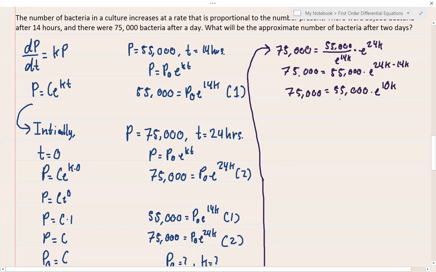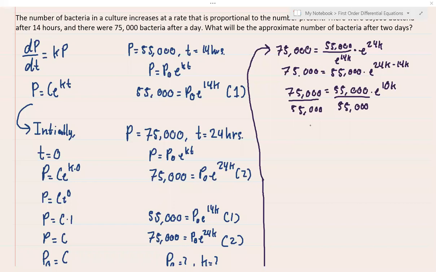So let's simplify further. We can divide both sides by 55,000. So what happens kapag, wait lang. What happens if I'm gonna divide both sides by 55,000? So magiging 15 all over 11 is equal to e raised to 10K.